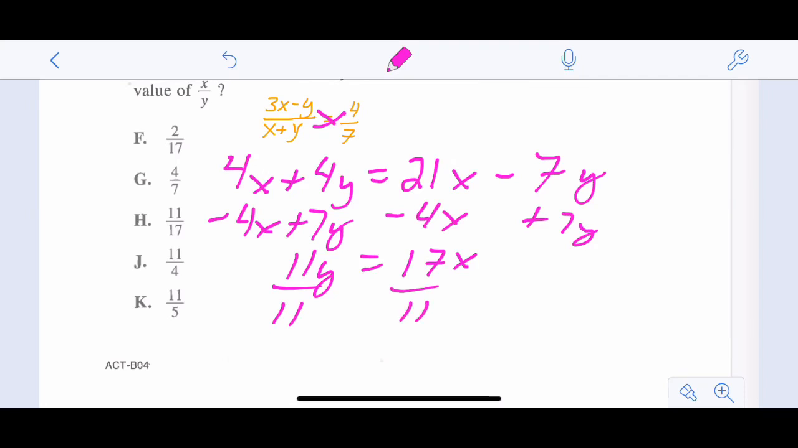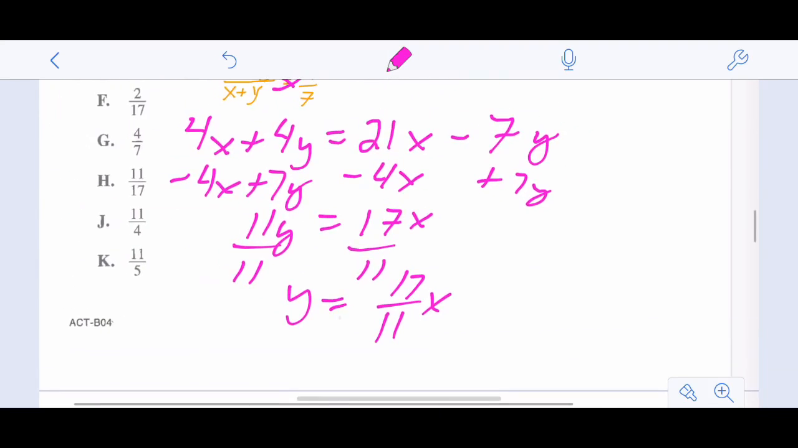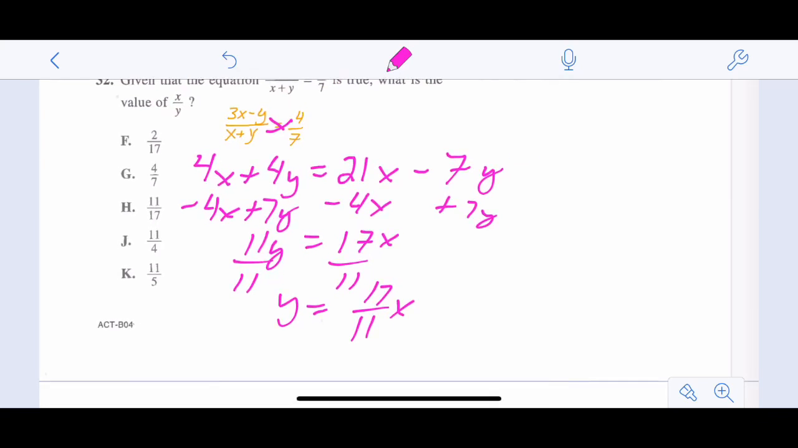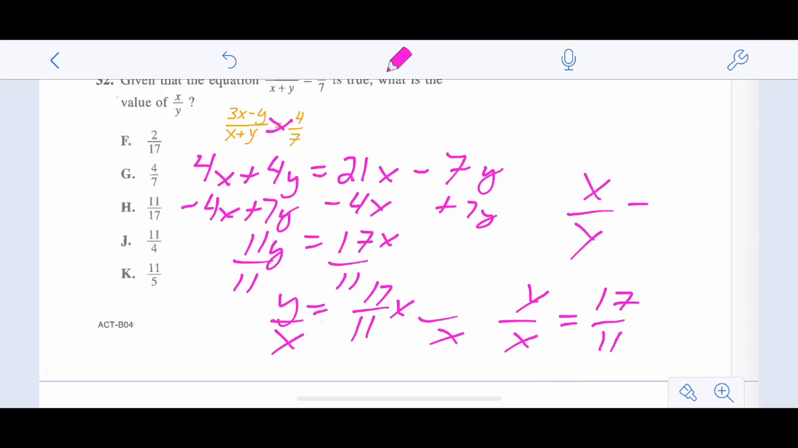So now we have y equals 17 over 11x. And we can just divide our x out. So divide both sides by x now. And we get y over x equals 17 over 11. We want x over y. So what are we going to do? Let's just flip it. X over y equals 11 over 17. Or choice H.